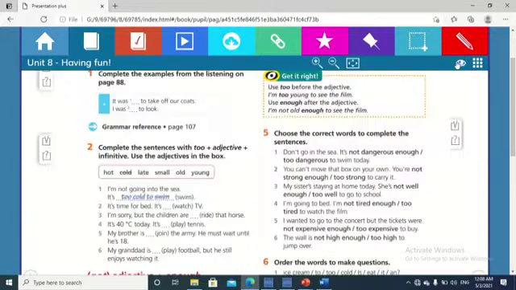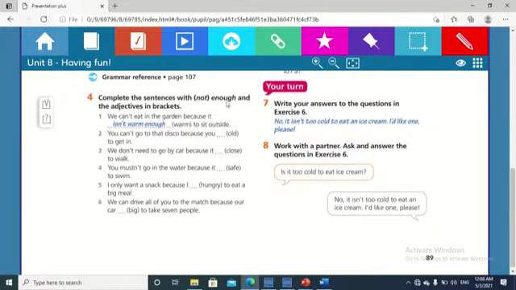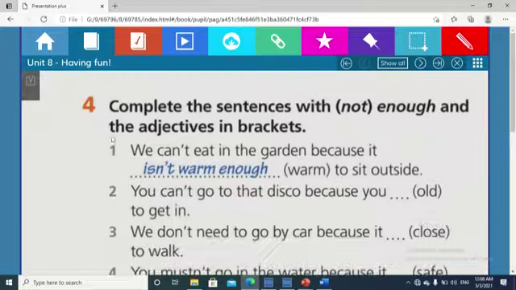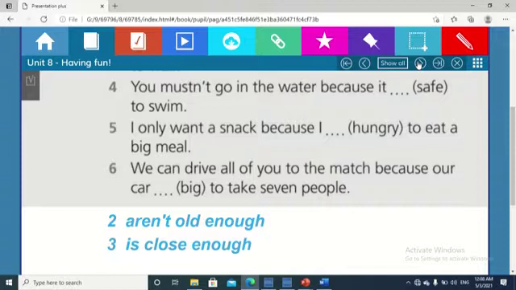Okay, what about number 4? Here we have the same practice. Complete the sentences with not or enough after the adjective, and use the adjectives in brackets. You can't go to that disco because you are not old enough to get in. So you can't. You aren't old enough. We don't need to go by car because it is close enough. We didn't need more of the adjective, so it is close enough.